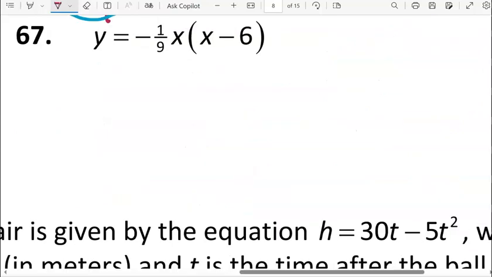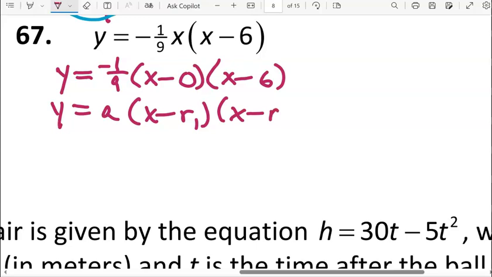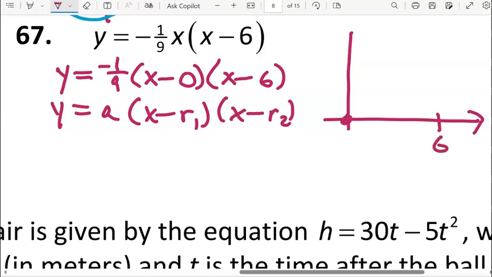In number 67, we have another factored form here. So y is equal to -1/9 times x, and we can rewrite x as x minus 0 if you wish, and that's the factored form y equals a times x minus r1 times x minus r2. And so that means the intercepts of this graph are 0 and 6. So 0 and 6 are the two places where this graph meets the x-axis.